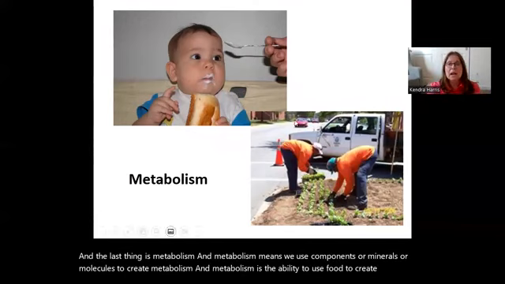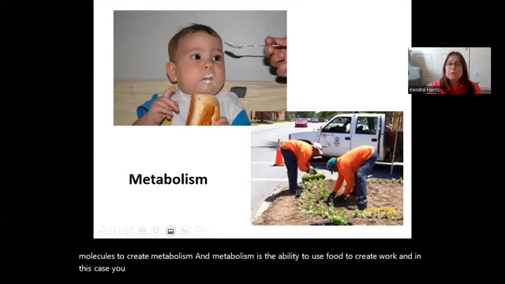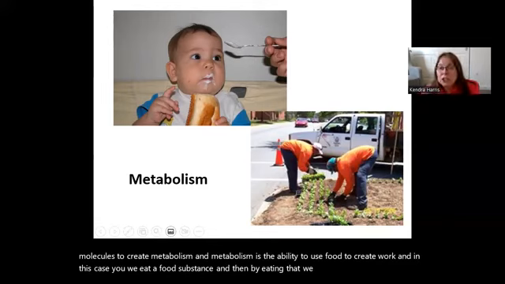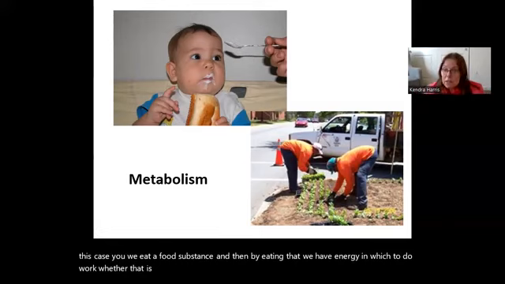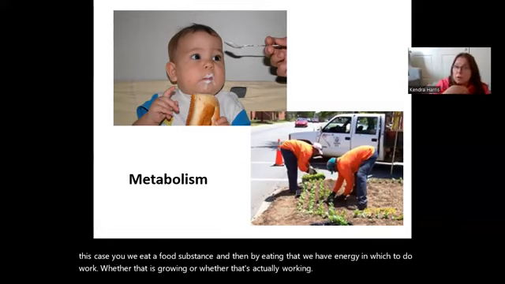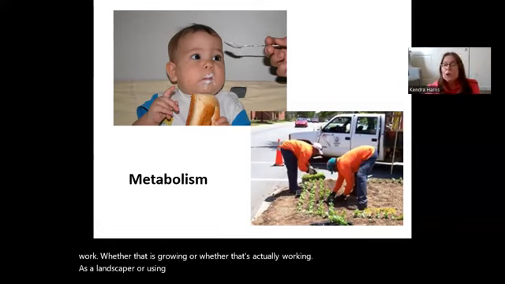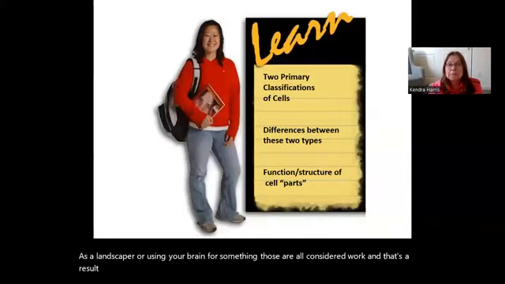In this case, we eat a food substance, and by eating that, we have energy with which to do work, whether that is growing or working as a landscaper or using your brain for something. Those are all considered work, and that's a result of having metabolism.